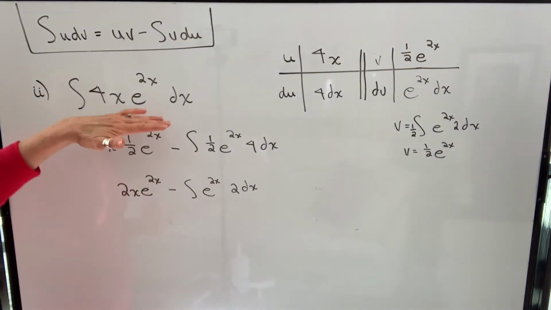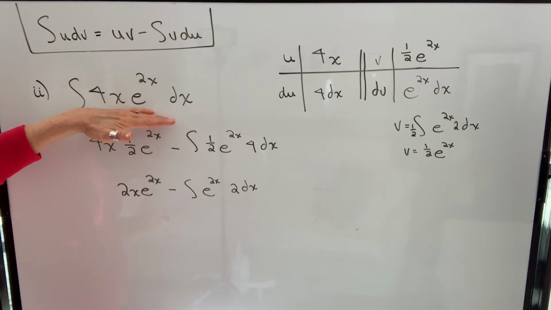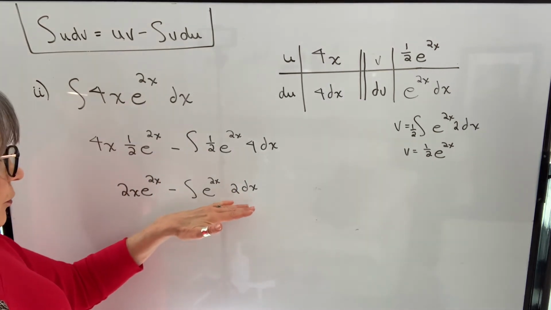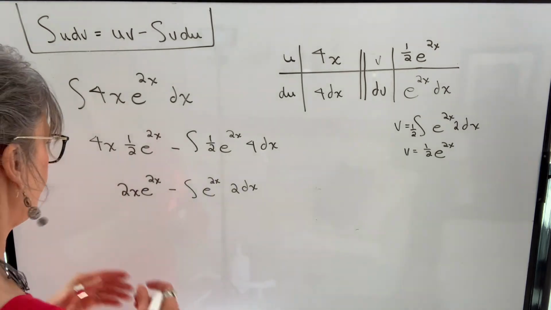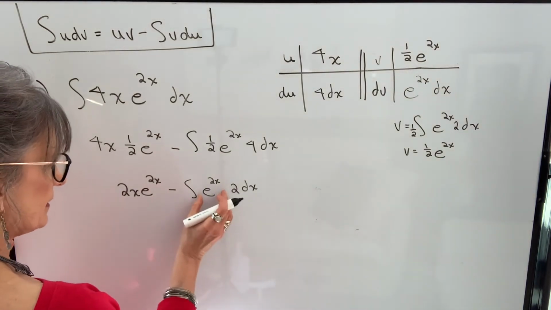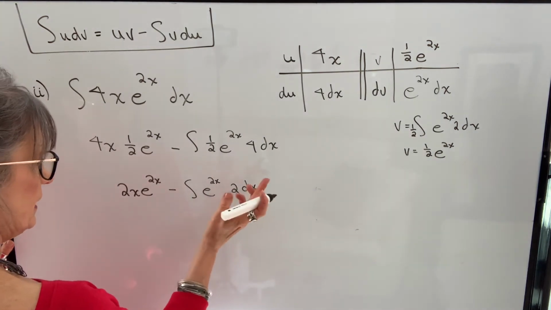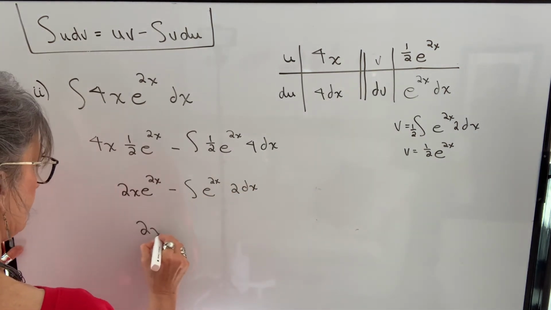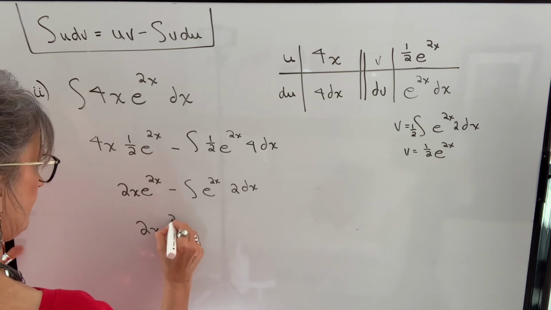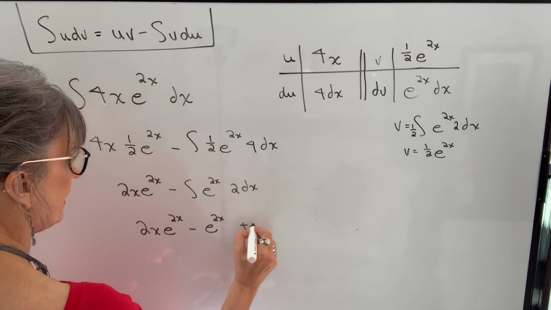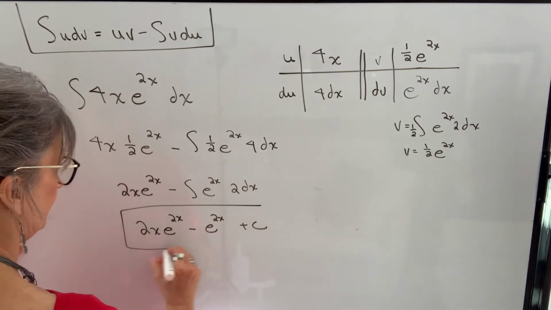So we started with something that we couldn't use our patterns for, and by doing it by parts, we end up with an integral we can do by our previous patterns. So in order to integrate this, this is our exponential form again. I've got the factor of 2 that I need, so I just simply integrate. So it'll be 2x e to the 2x minus e to the 2x. Now I can add my constant of integration.